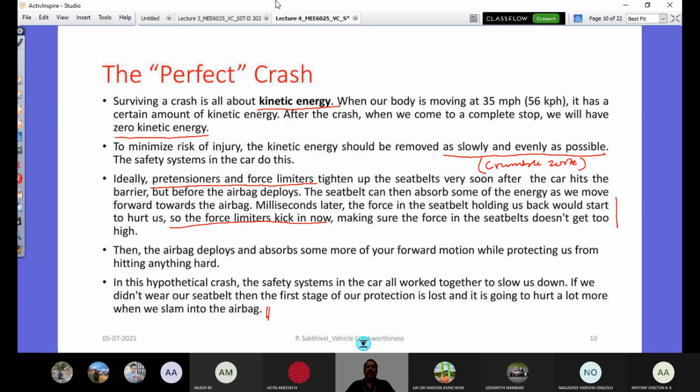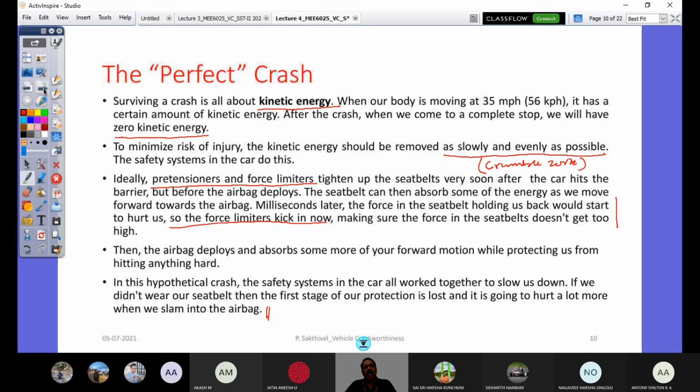So this is something. On one side we have all these systems, and we have to appreciate and understand them, and we need to follow them to save our lives during unpreventable crashes.